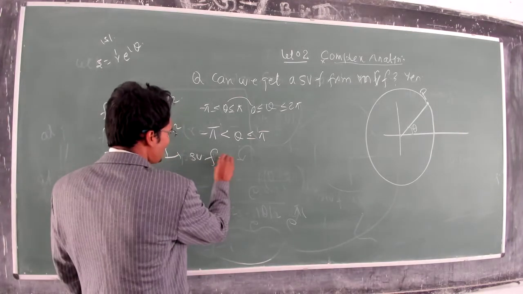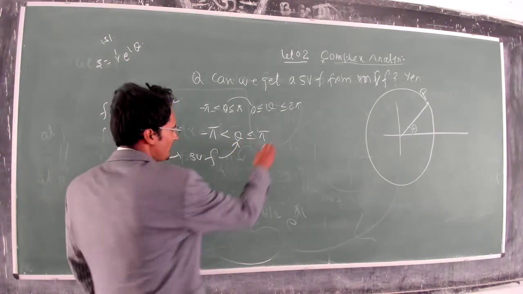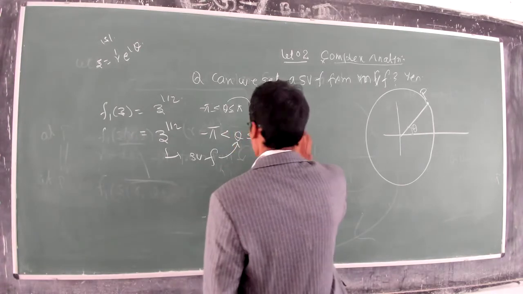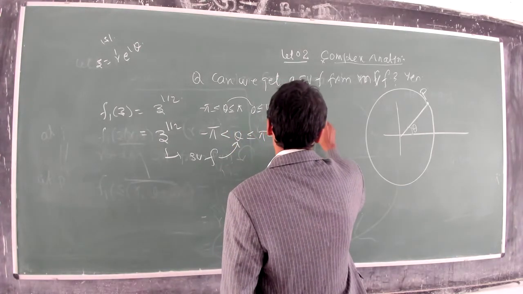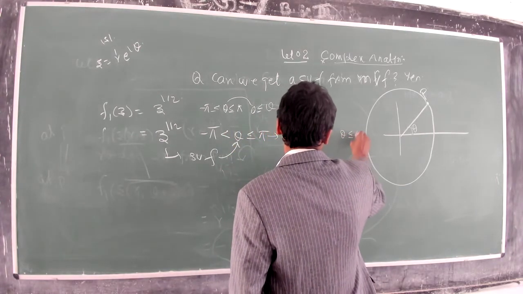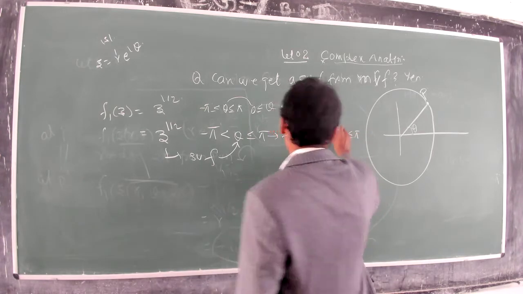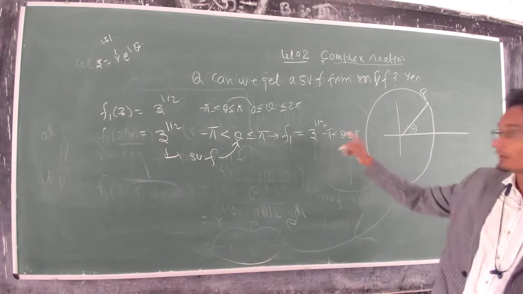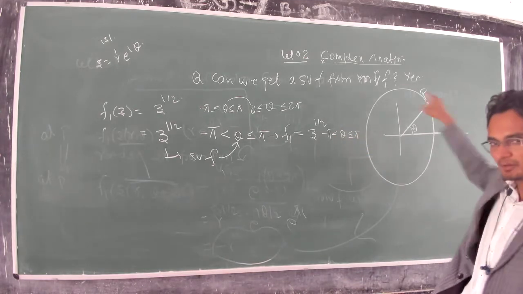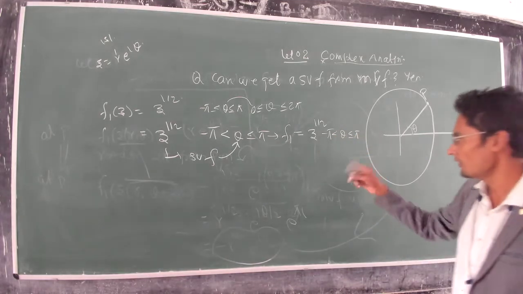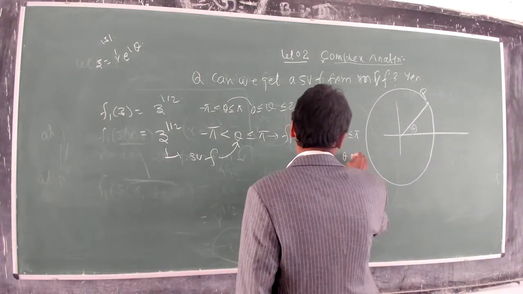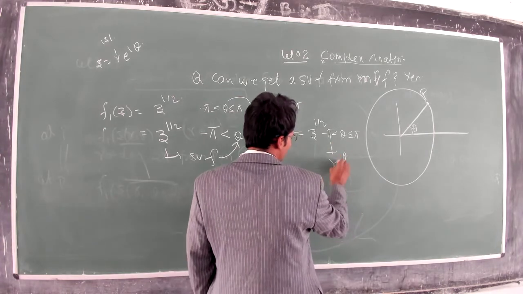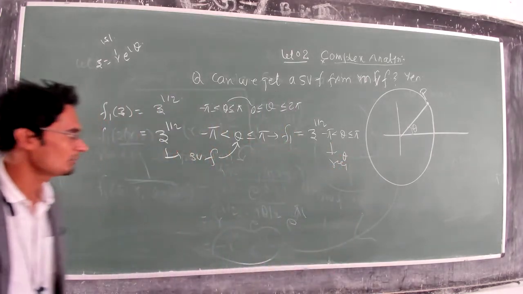So this is a single valued function in this region. This implies that f1, which is z power half, is single valued if theta is less than pi and greater than minus pi. You should not put equality here, because if you put the equality, then 2 pi will come, since minus pi to pi is 2 pi. So this is one region in which our function is single valued.